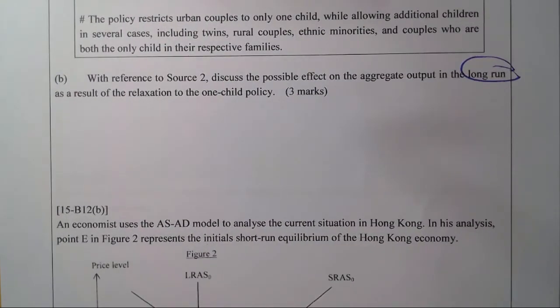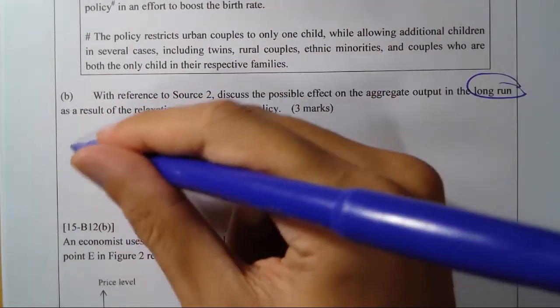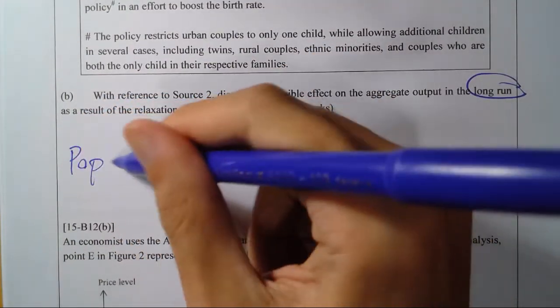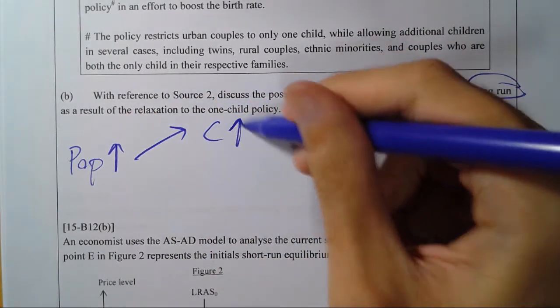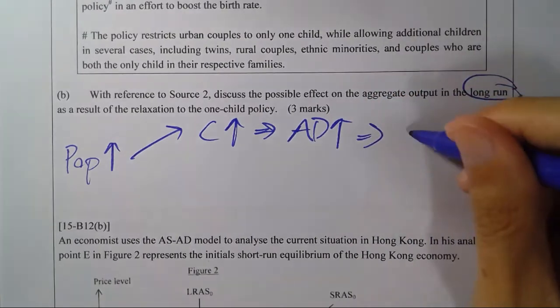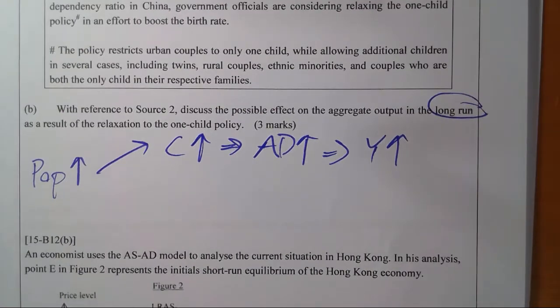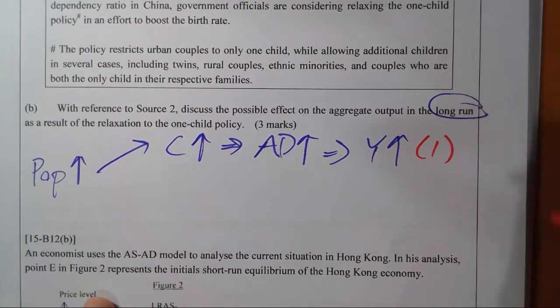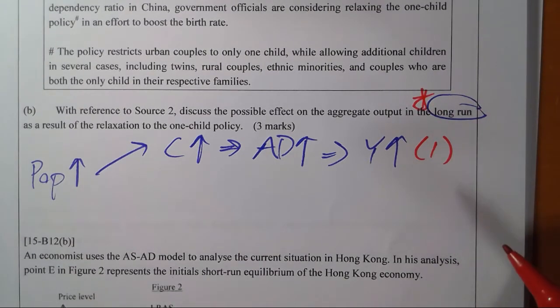Now I think some of you may be thinking, oh, because of relaxation, our population would go up. Therefore, C would go up, meaning AD goes up. Now when AD goes up, Y, the output level, will go up. If you answer in this path, you get 1 mark only. Why? Because we are talking about the long run.